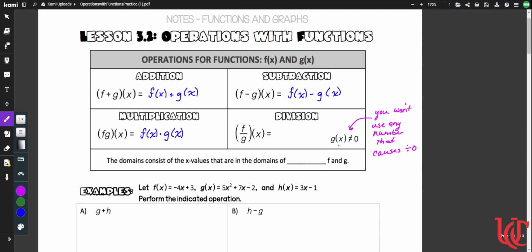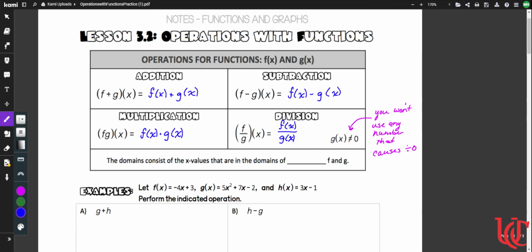So this is just added notes that we have. When we do the division, we're still going to break it down to f of x over g of x. All right, so when we're looking at this, we're just going to be plugging things in, simplifying, and then saying what our simplified answer is, or simplified expression is for our rule of the function.